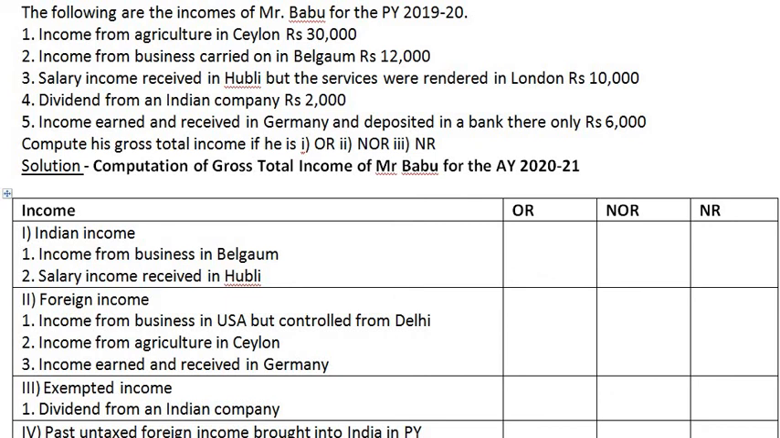Hello everyone. This is our 22nd class on income tax for BCom 5th semester students. And in today's class, we are going to solve one problem on incidence of tax and residential status.